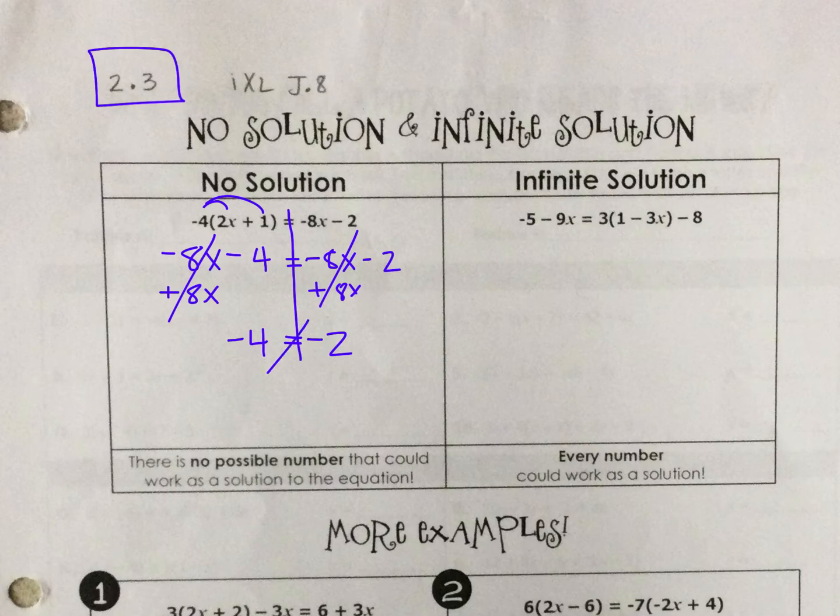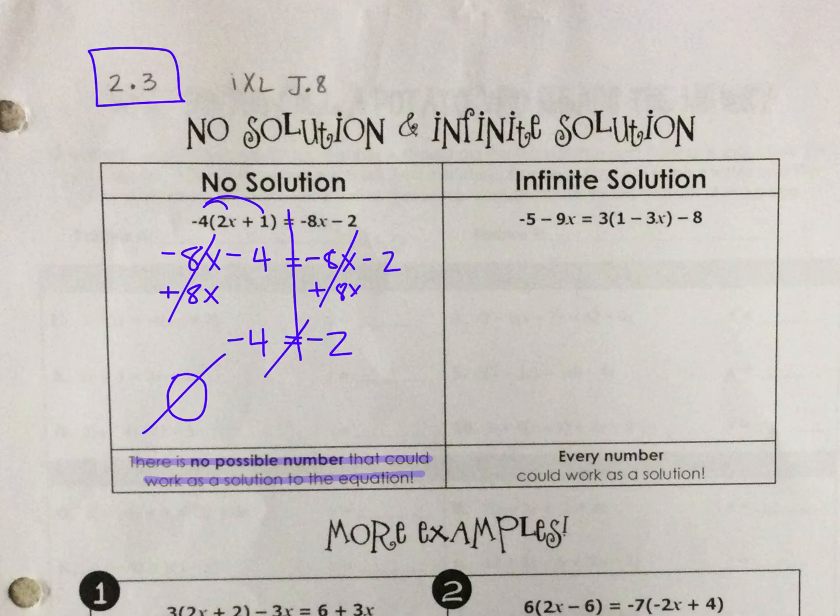Negative 4 does not equal negative 2. That is not true. So that means that this equation has no solution. It means that there is no possible number that could work as a solution for this equation.